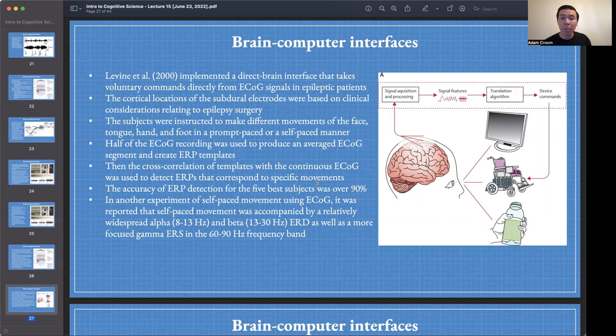Then the cross-correlation of templates with the continuous ECOG signal was used to detect ERPs that correspond to specific movements. The accuracy of ERP detection for the 5 best subjects was over 90%. In another experiment of self-paced movement using ECOG, it was reported that self-paced movement was accompanied by a relatively widespread alpha and beta ERD, as well as a more focused gamma ERS in the 60 to 90 hertz frequency band. And remember that ERD stands for event-related desynchronization, and ERS stands for event-related synchronization.